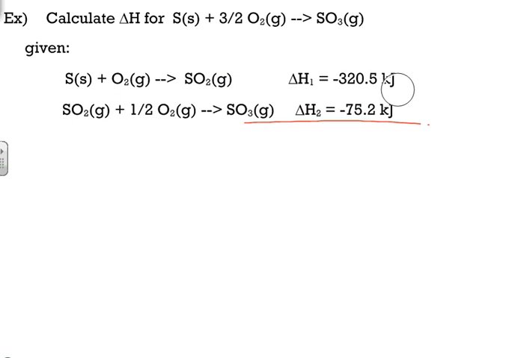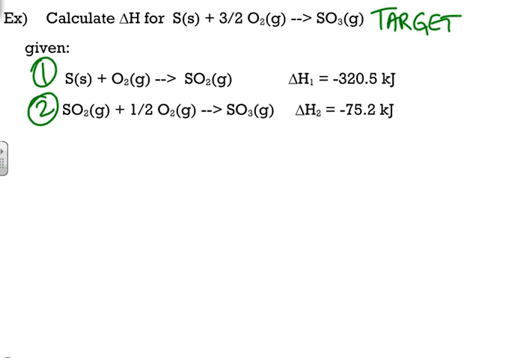So we're going to go through an example, and I'll talk you through it. To calculate delta H for this equation up here, this is actually your target equation. And I give you the intermediate steps, which is really nice of me, so you don't have to figure this out on your own. So here's equation 1 and here's equation 2. The first thing I look at is what's in my target equation and what's in the equations I'm given. For my target, I need solid sulfur on my reactant side, and I need SO3 on my product side.